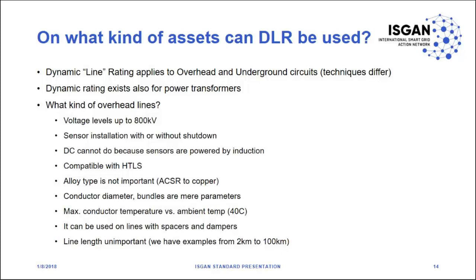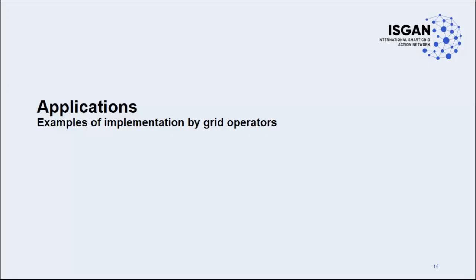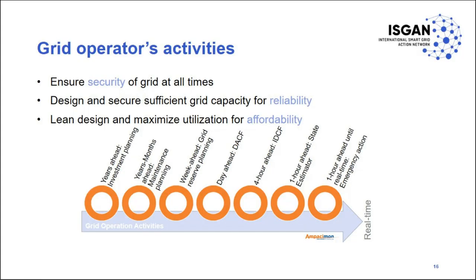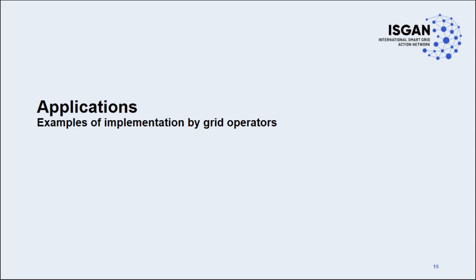As for us, we have seen circuits from 2 to 100 kilometers, some in the plain, some in the mountains, some in straight lines, some with many turns. So it really depends, and every case is different. Rena now will take over and give you a few examples of application cases, real cases. Okay, thank you very much, Jean-Louis.